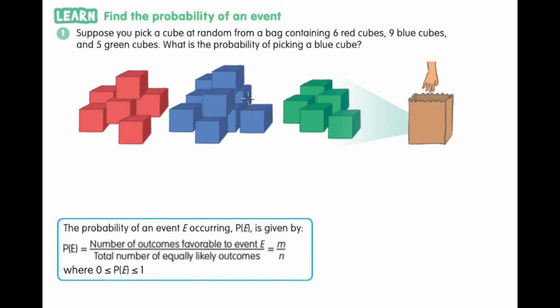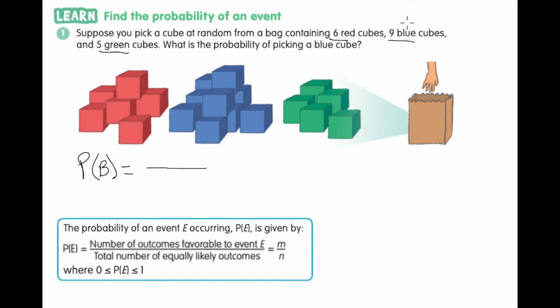We're now going to look at finding the probability of an event. To find the probability of an event, you put the number of favorable outcomes over the total number of equally likely outcomes. So it's favorable over total. In this example, it says we pick a cube at random from a bag. There are 6 red cubes, 9 blue cubes, and 5 green cubes. We want to know the probability of picking a blue cube. So I'm going to label this probability as event B.